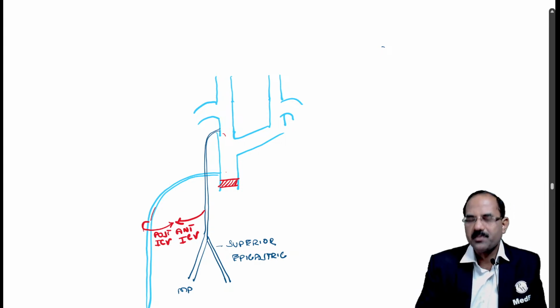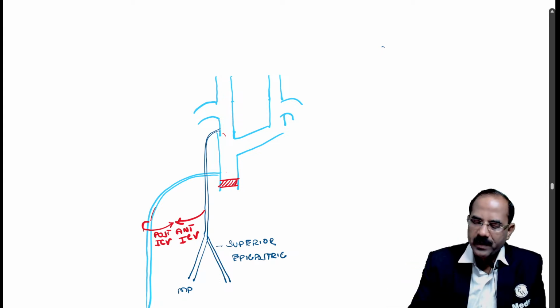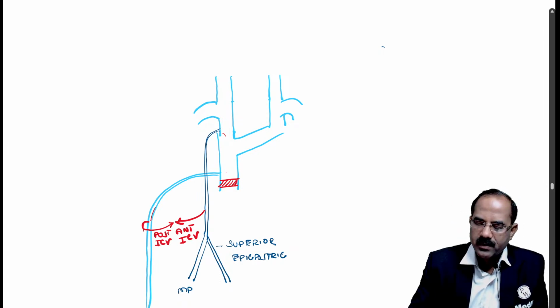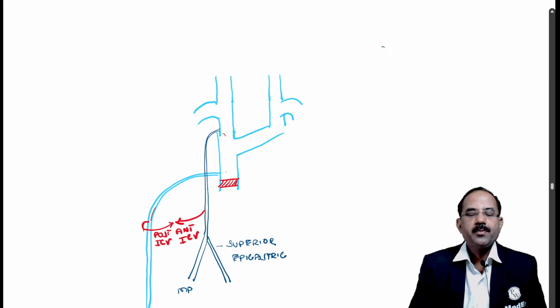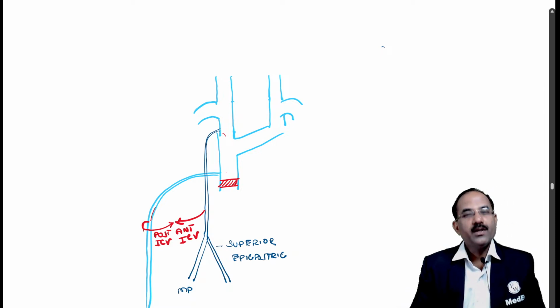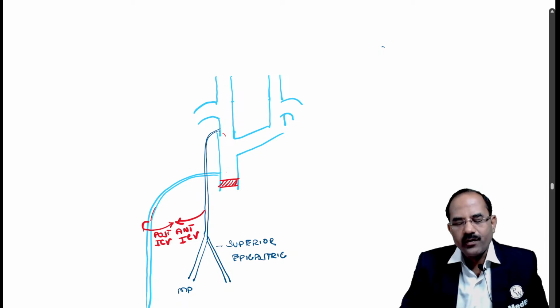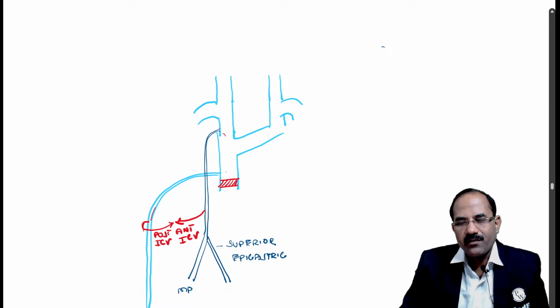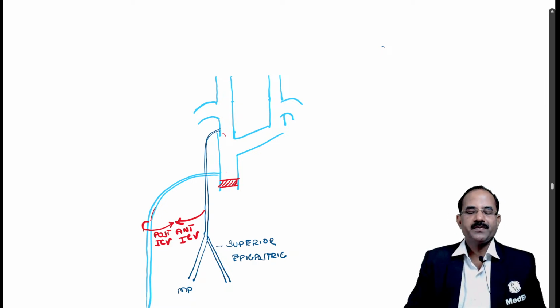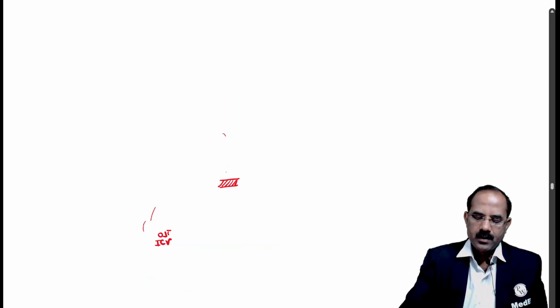What is this vein, students? Superior epigastric. Now this superior epigastric vein communicates with what? It communicates with inferior epigastric vein. The inferior epigastric vein opens into, any guesses?